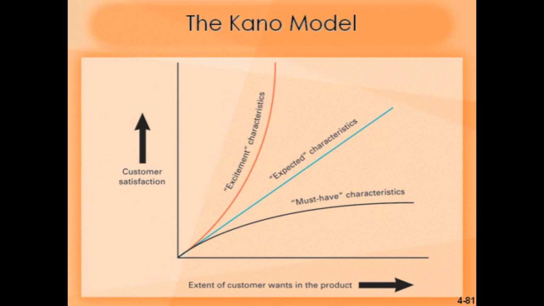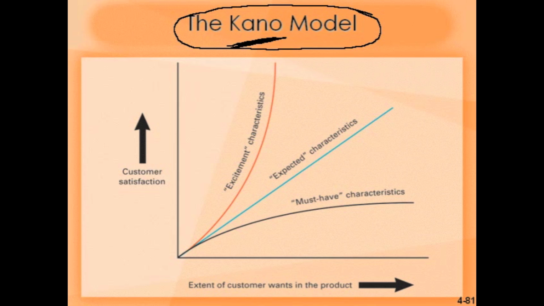Kano model, which is very, very popular, especially for the designers when they are designing new products and services. So as the name suggests, it was developed by a Japanese professor, Professor Kano. On the x-axis, you have extent of customer wants in the product. And on the y-axis, you have customer satisfaction. So those three lines, they indicate the relation.